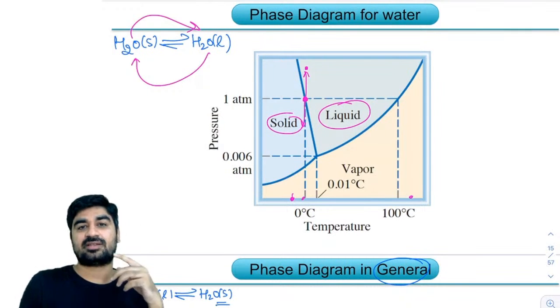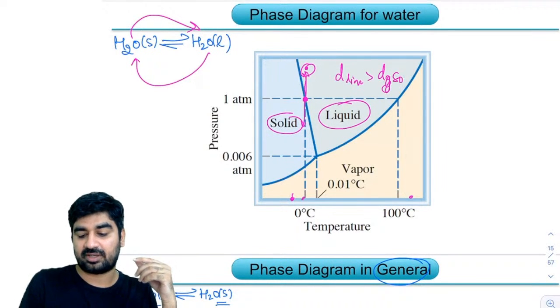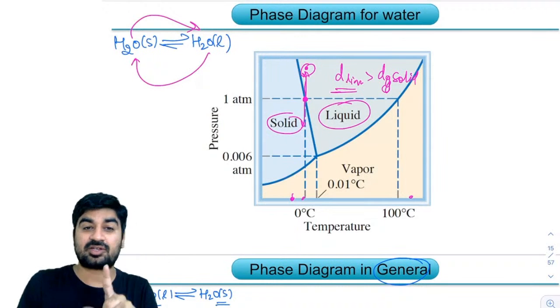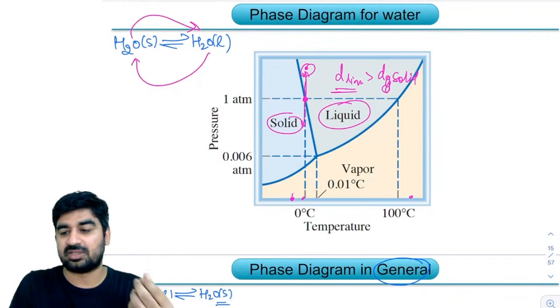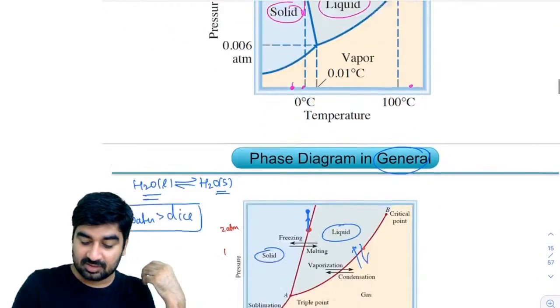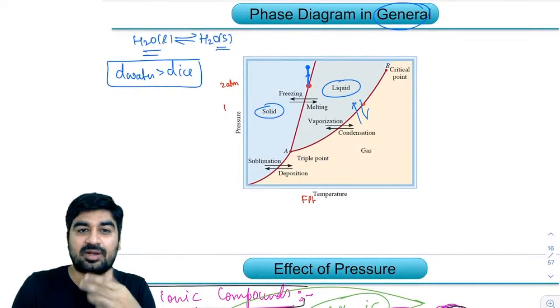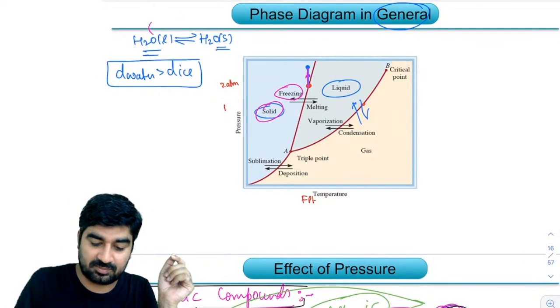So guys, in this case, on increasing the pressure, more liquid is being formed, and the density of liquid is greater than the density of solid here. In the case of water only; otherwise, in general, the density of solid is more than the density of liquid. So if I'm talking about this point in general, if you increase the pressure, we reach this region and more solid will be formed.